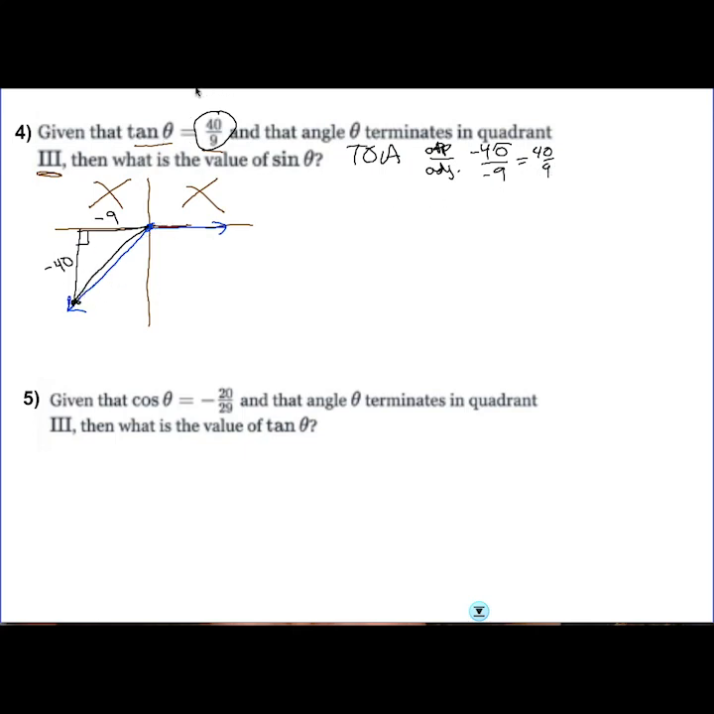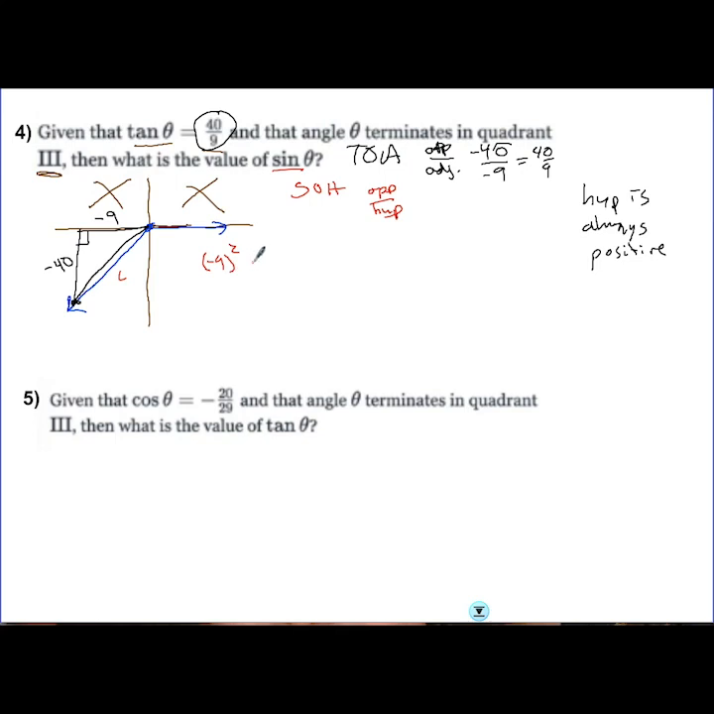The hypotenuse, by the way, is always positive. You don't have to worry about this hypotenuse being positive or negative. In this case, just be careful here. We need to find sine, which is opposite over hypotenuse. So I need to definitely find this hypotenuse here. Let's call it C. Let's make sure you're careful though.